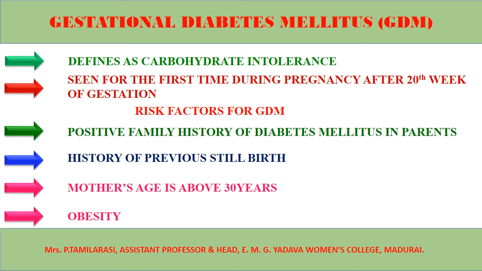What are the risk factors for gestational diabetes mellitus? A positive family history of diabetes mellitus in parents, and a history of previous stillbirth will be risk factors for GDM. And if the mother's age is above 30 years, there is a risk factor for this condition, and obesity is also one of the reasons for this GDM.